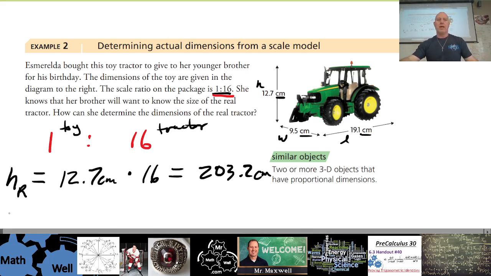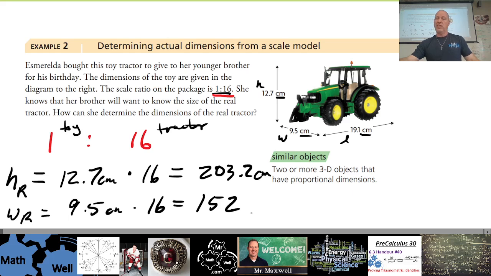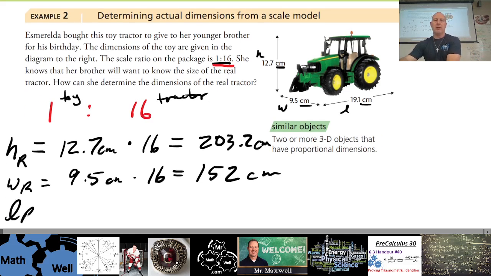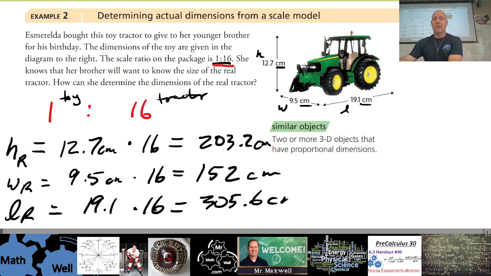Okay, width of the real tractor. That's going to be 9.5 centimeters times 16, which is 152. Point anything? No, just even. Nice. So what about the length now of the real tractor? That's going to be 19.1 times 16, which is 305.6 centimeters. Good. Everyone is in agreement there. Thank you, Jed. That was awesome.